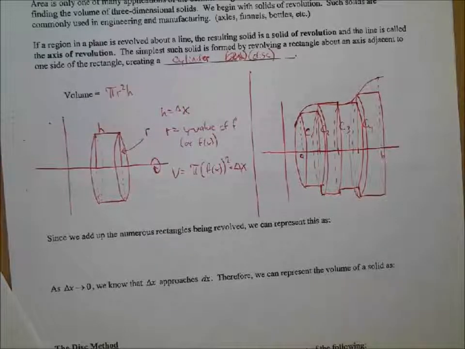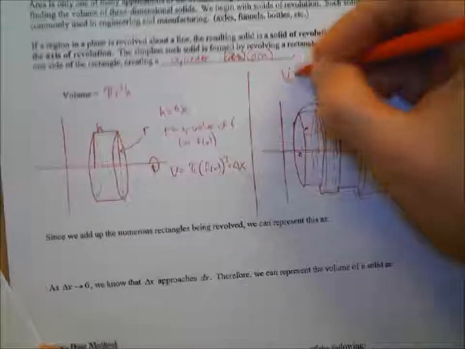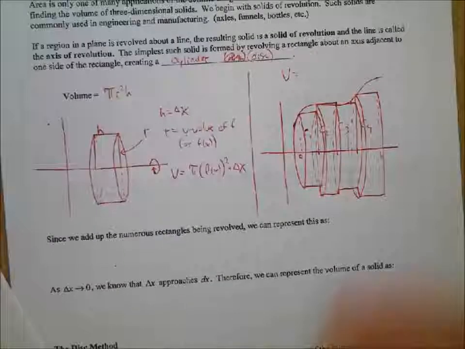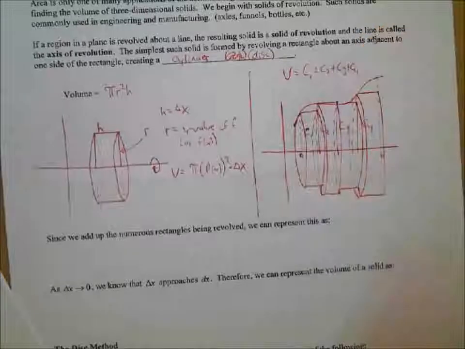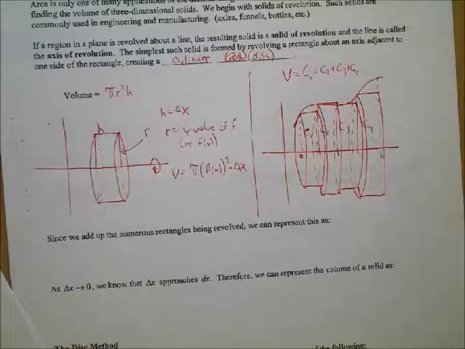That's again an estimate there. So, of course, the volume for this object would be cylinder 1 plus cylinder 2 plus cylinder 3 plus cylinder 4. That's what those C1, C2, C3, C4s are for.